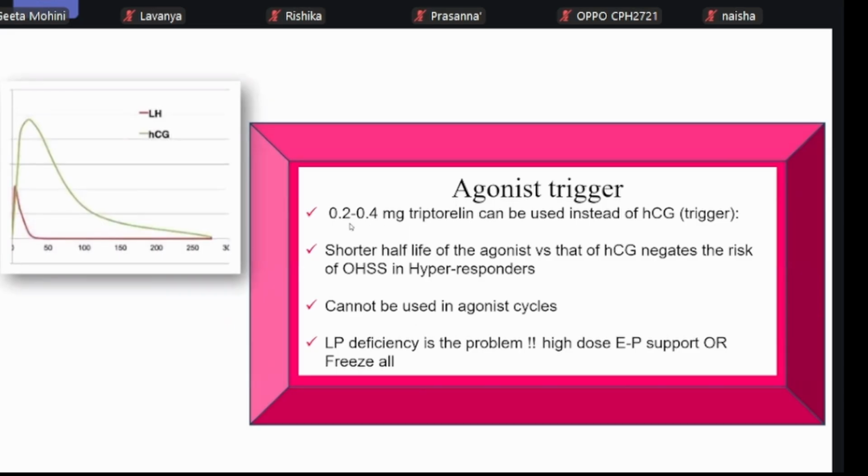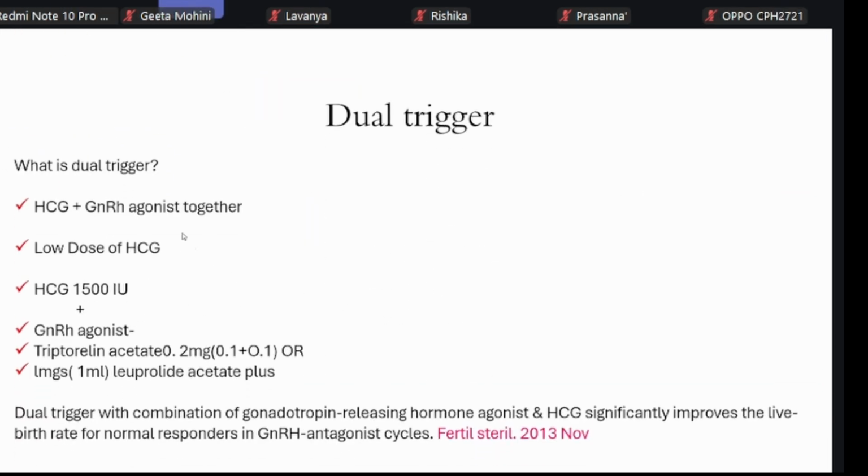For an agonist trigger, we can give 0.2 to 0.4 milligrams of decapeptyl or triptorelin instead of HCG. We can consider a dual trigger in a few cases, that is, HCG as well as agonist given together, so that it will lead to better maturation rates.